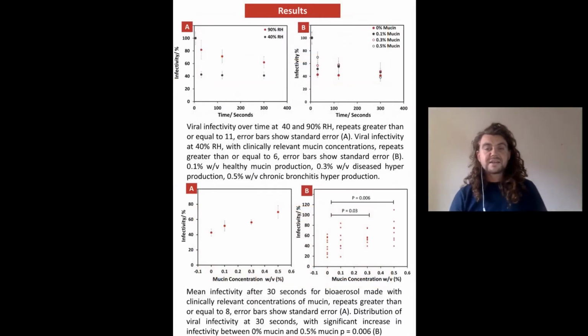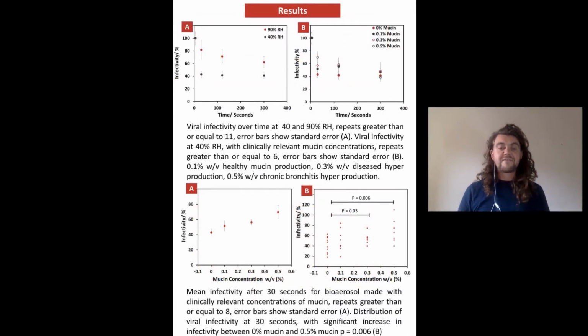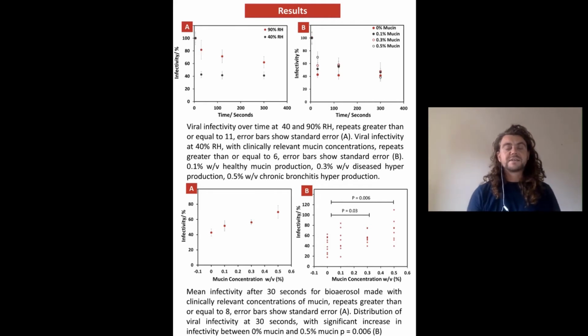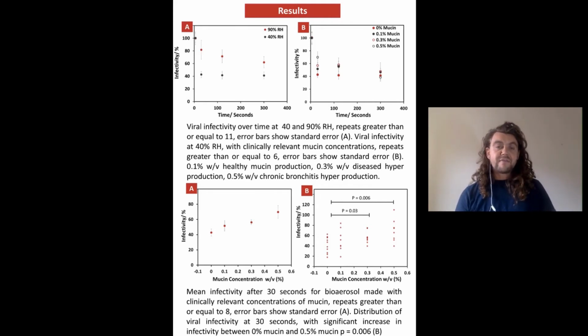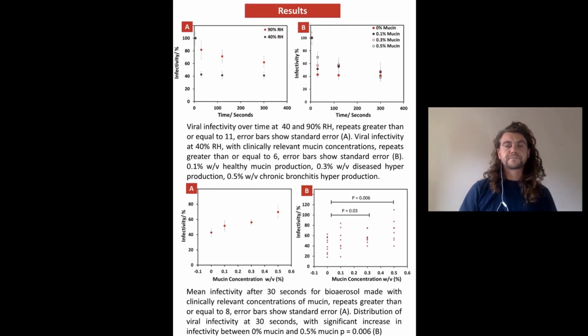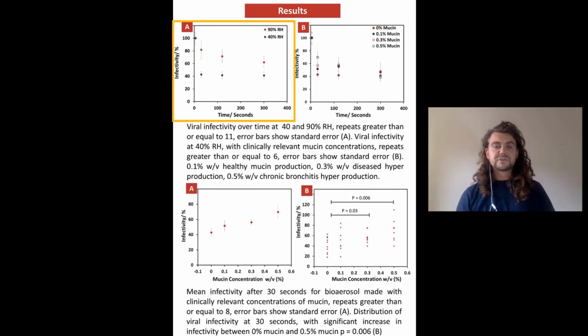So in the early days of the pandemic, papers were reporting that COVID can survive in the air for hours. But what we actually find is that even in the first 30 seconds, there's dramatic loss of infectivity, particularly at lower RH. We do see some loss of infectivity at higher RH at 90% after about 5 minutes.